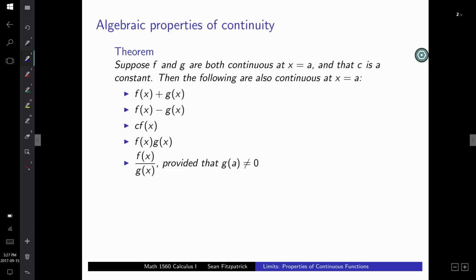So here's a list of algebraic properties that continuous functions have, and as you might expect, all of these follow from the corresponding algebraic properties of limits, right? So the sum of continuous functions is continuous, the difference of continuous functions is continuous, if you multiply by a constant, if you multiply two functions, if you take a quotient, well, as long as the function you're dividing by is non-zero, right? If you combine continuous functions in this way, you get another continuous function. And all of these just follow directly from the limit properties.